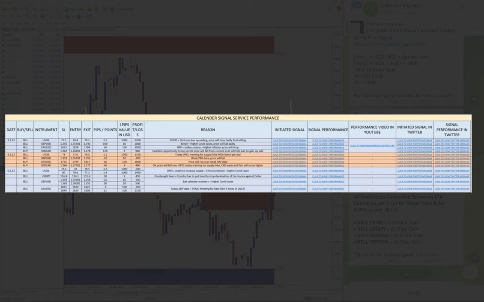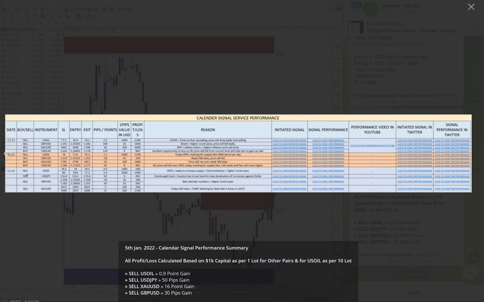Actually this image is not able to zoom in, but hope you can see it. On 5 January 2022, sell USOIL, two entries we have shown. The first entry 0.5 point loss and second entry 1.4 point gain.